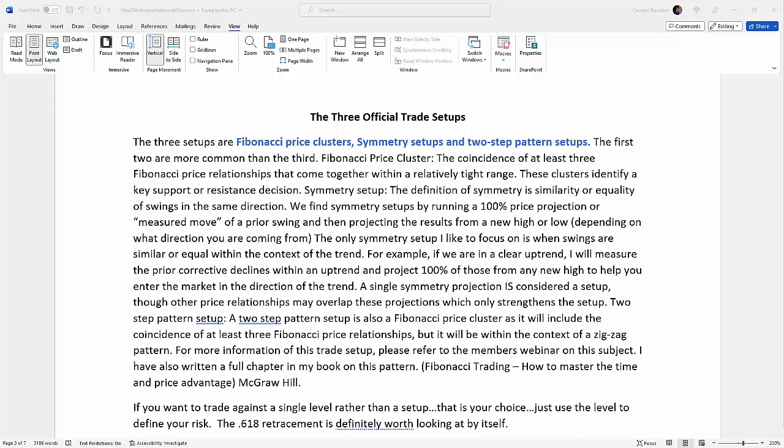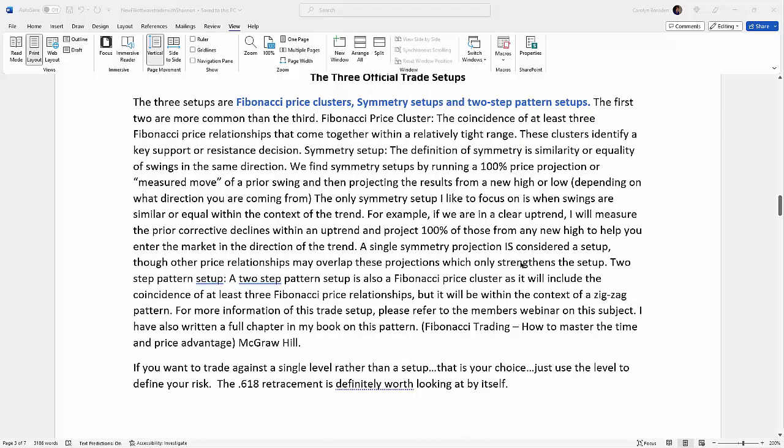So 2-step, okay, I have a 2-step file folder, so let me grab that. Here it is. But anyway, it's just one of the setups. So a price cluster is three or more Fibonacci price relationships that come together within a relatively tight range. A symmetry setup is just using a 100% projection. Or a 2-step pattern setup, which includes specific ratios.